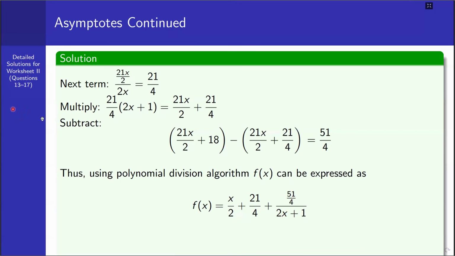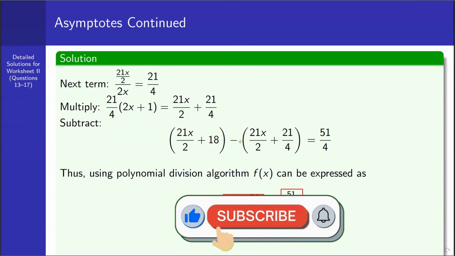So this linear polynomial function, that is simply this one, could be considered as an oblique asymptote for the given rational function. The oblique asymptote is this quotient, this is the remainder, and this is the divisor. So this is the linear equation, or simply linear polynomial function, which can be used as an oblique asymptote for the graph of the given rational function.